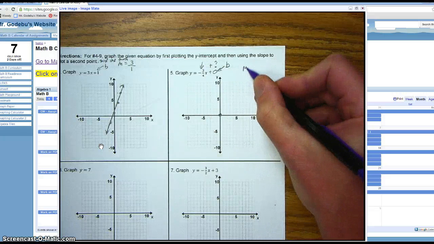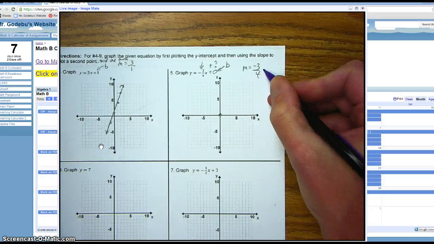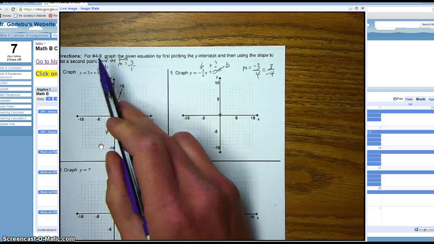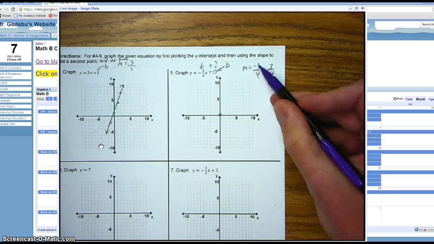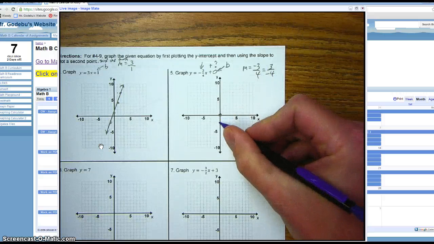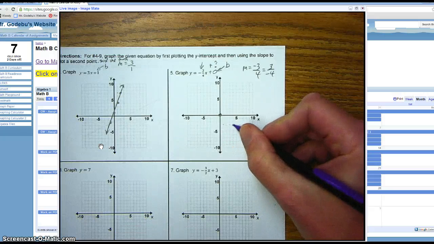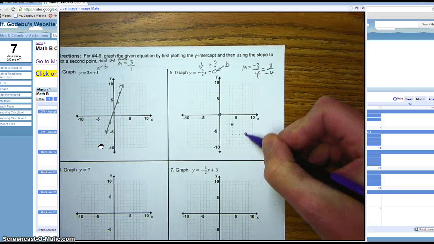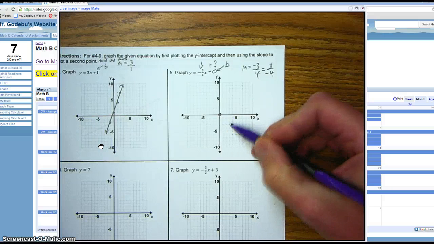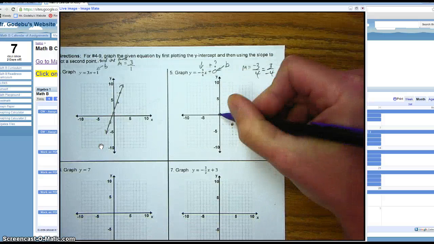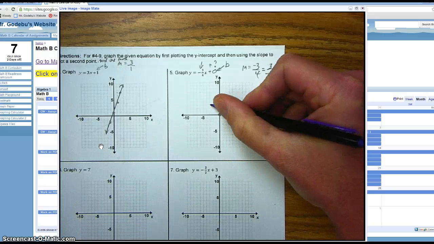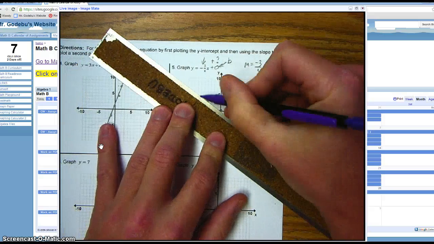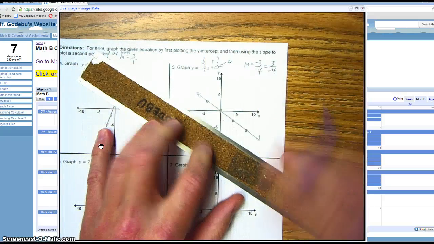Then I'm going to use my slope of -3/4, which you know is the same as 3/4, to plot 2 more points. So plot 3 more points, a second, third, and fourth. So this means to go down 3 and right 4. Do it again. Down 3, right 4. And then go in the opposite direction. Instead of down and right, let's go up and left. Up 3, left 4. And then connect them with a ruler. And you've made your line.